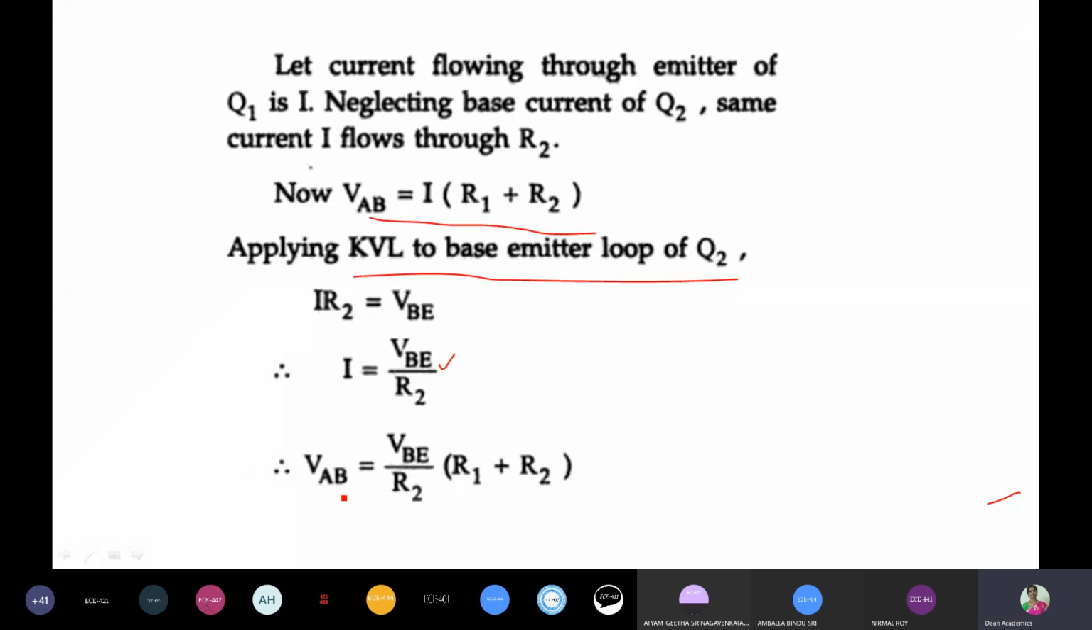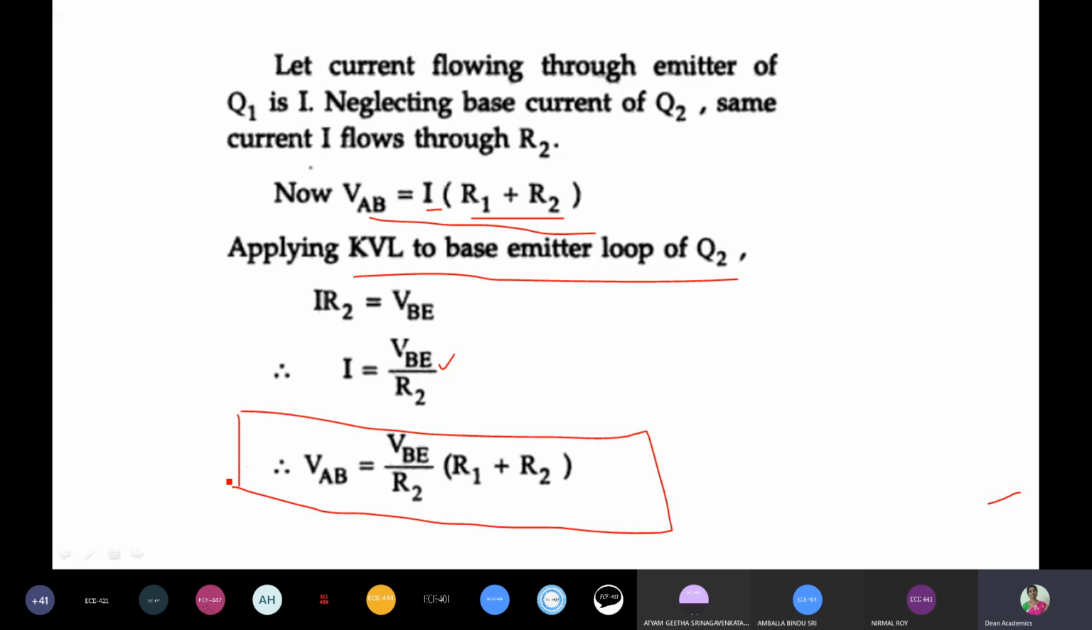Right? So what is VAB? VAB is equal to I into R1 plus R2. In place of I, you write VBE by R2. So finally, we get VAB is equal to VBE by R2 into R1 plus R2. Did you get this expression?